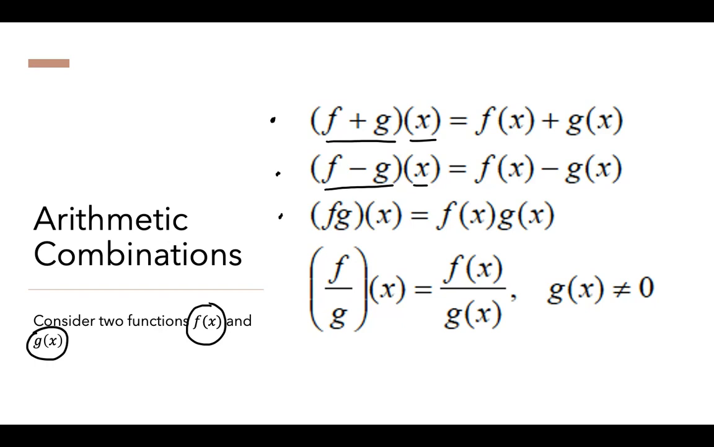The third, if I were to multiply f times g together with the input of x, then you can write it as f of x times g of x. And lastly, you can divide, f over g of x, which is f of x divided by g of x. Now keep in mind for the last part, the denominator, we have to restrict it so that it does not equal 0, or else it will be undefined.